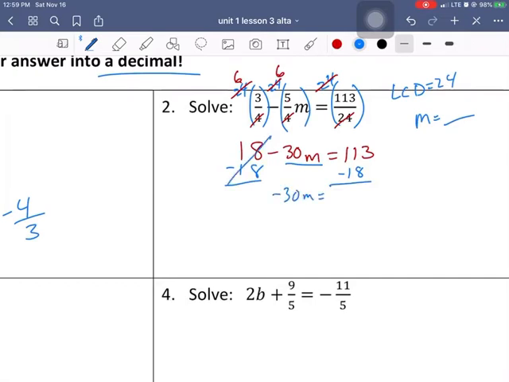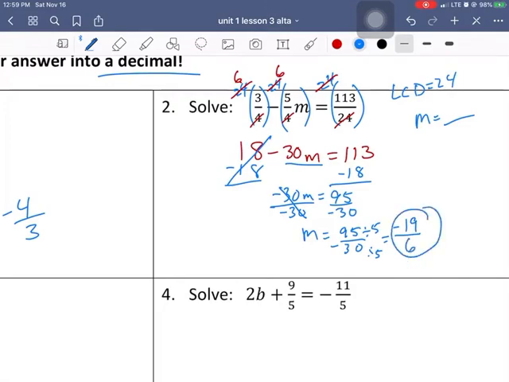Negative 30m equals 95. That's positive minus that. And then divide by the negative 30 to make that go away. And I have a 95 over 30. So I know that it's divisible by 5 because they end in a 5 or a 0. It doesn't matter if I put the negative at the bottom or at the top or to the side, right? One negative, this is a negative fraction, over a 6 should be my final answer.